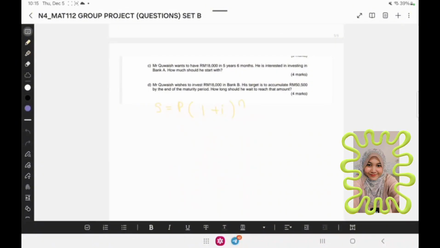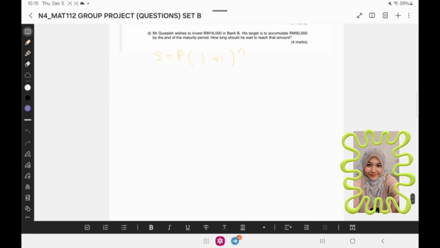For question D, Mr. Kuwash wishes to invest RM 80,000 in bank B. His target is to accumulate RM 50,500 by the end of the maturity period. How long should he wait to reach the amount? So we will use the formula S equals P in bracket 1 plus I, close bracket, to the power of n.